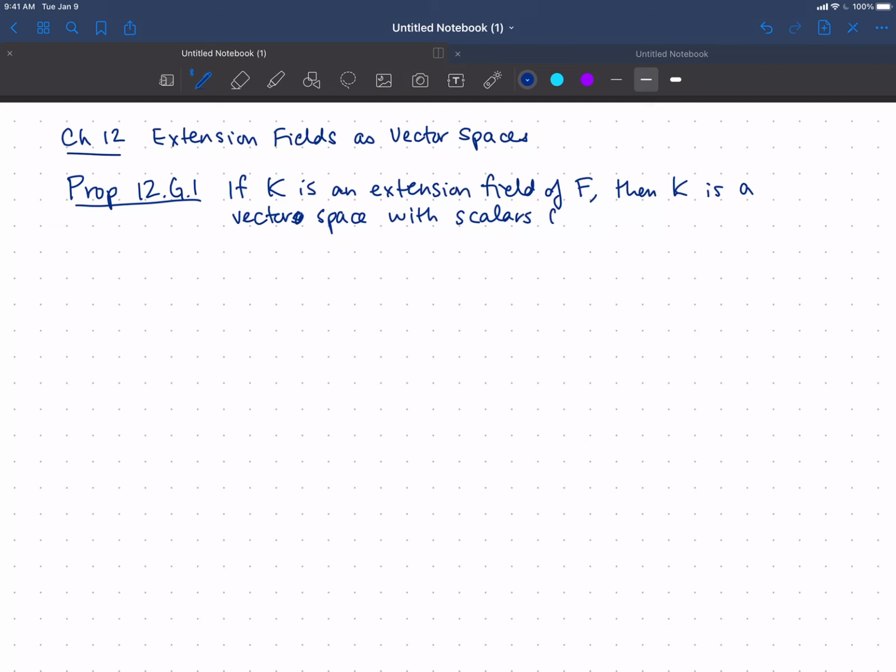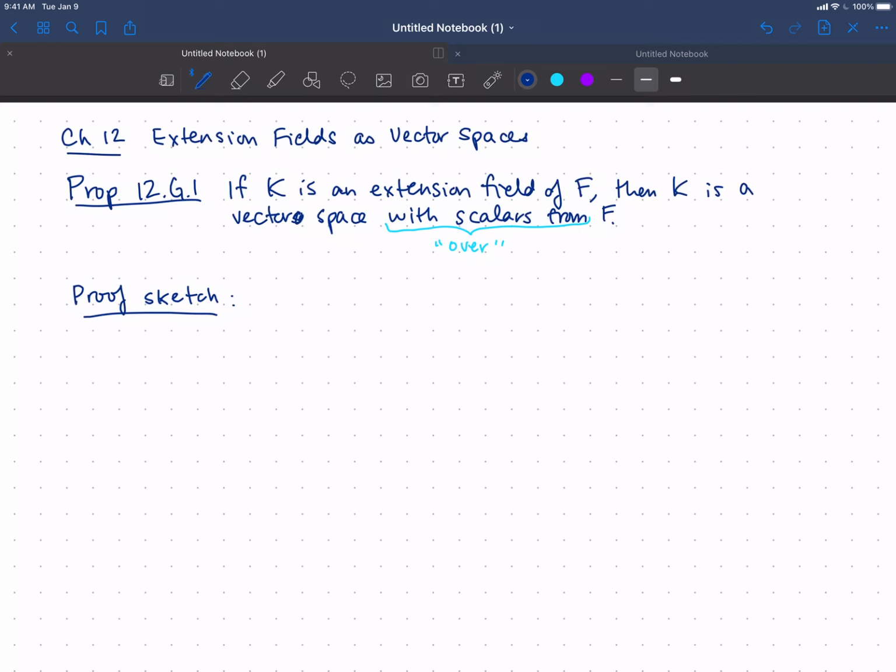And when I say with scalars from F, what you might see in place of that in our book, in other situations, is the word over. It's just faster to write. So a vector space over F means that the scalars come from F. And I want to sketch a proof of this. I want to remember what we need to show to verify that something is a vector space. You may remember it's kind of a long list, but we've done a lot of this work already in knowing that K is a field.